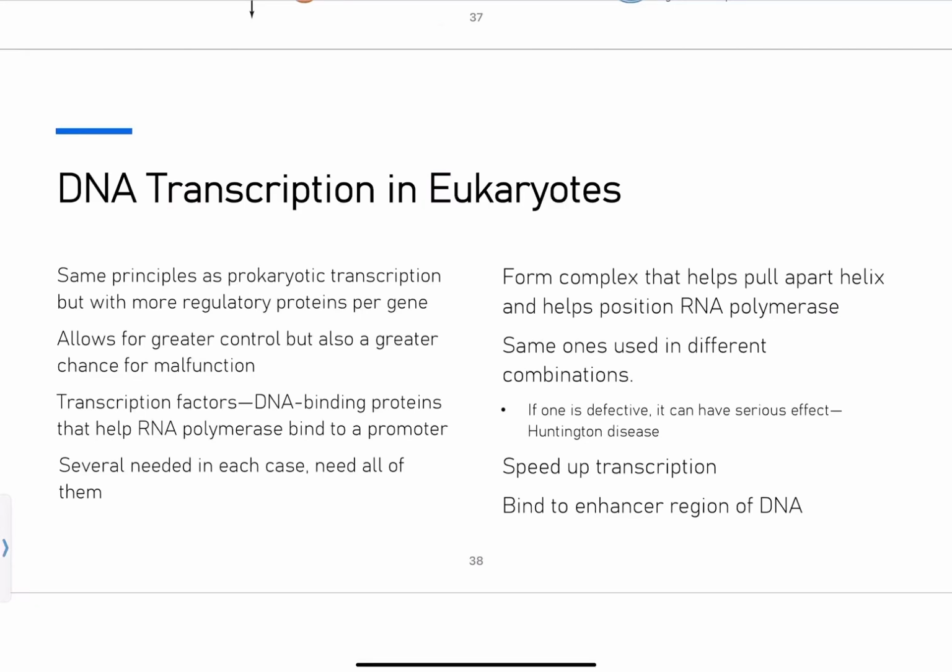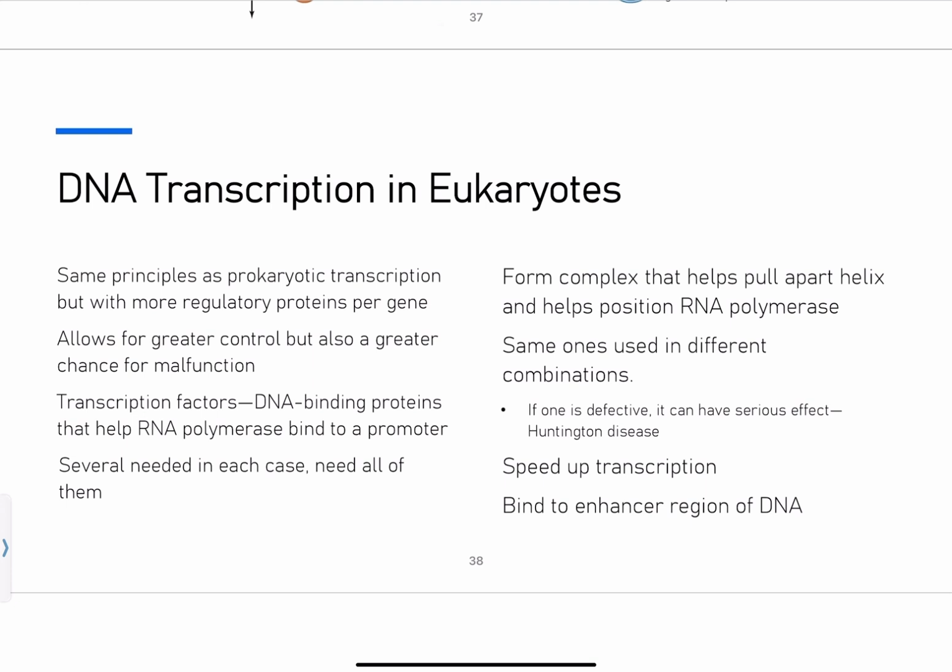Okay, so let's talk about how gene expression is tightly regulated in eukaryotic cells. And we're going to focus on control mechanisms surrounding transcription, mRNA processing, translation, and protein activation. So, even though the basic principles of transcription are very similar between prokaryotes and eukaryotes, like I mentioned previously, eukaryotic gene expression is much more complex.